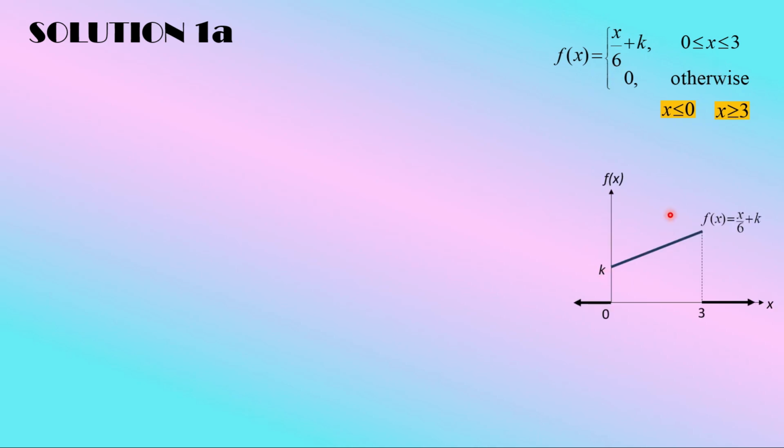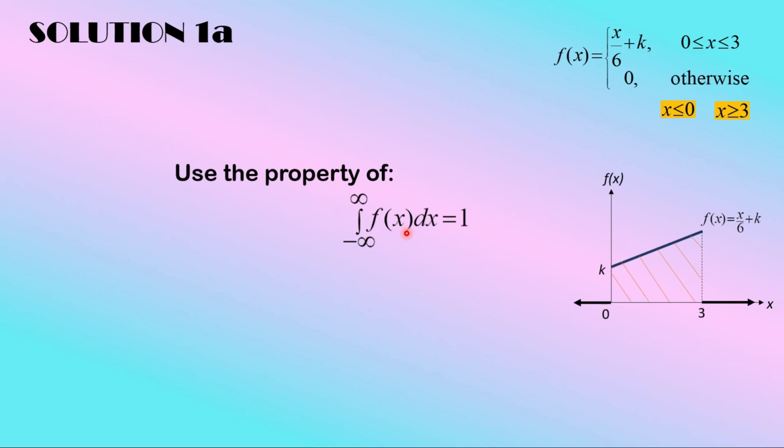And this is the graph of f(x). Since f(x) is a probability density function, or PDF, the total area under the curve, obtained from integration from negative infinity to infinity, is equal to 1. Then how to solve for the constant k? Use the property of the probability density function, which is that the integration of f(x) from negative infinity to infinity is equal to 1.